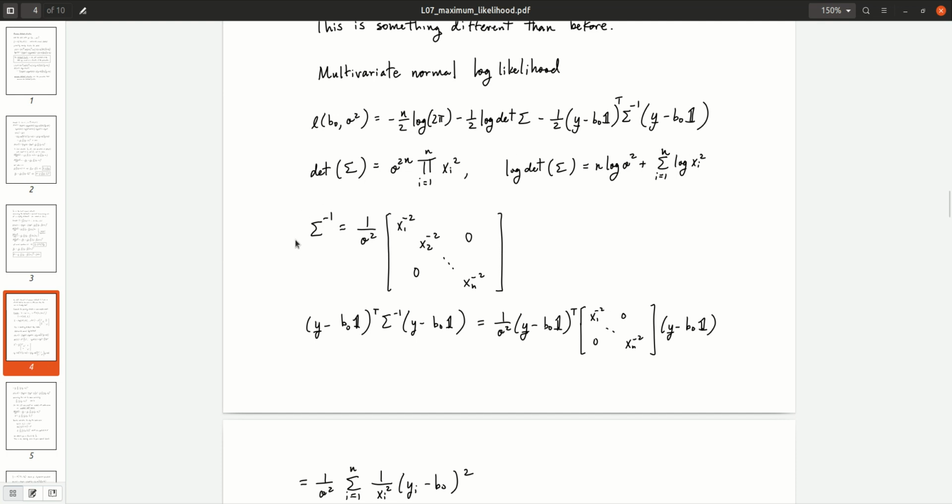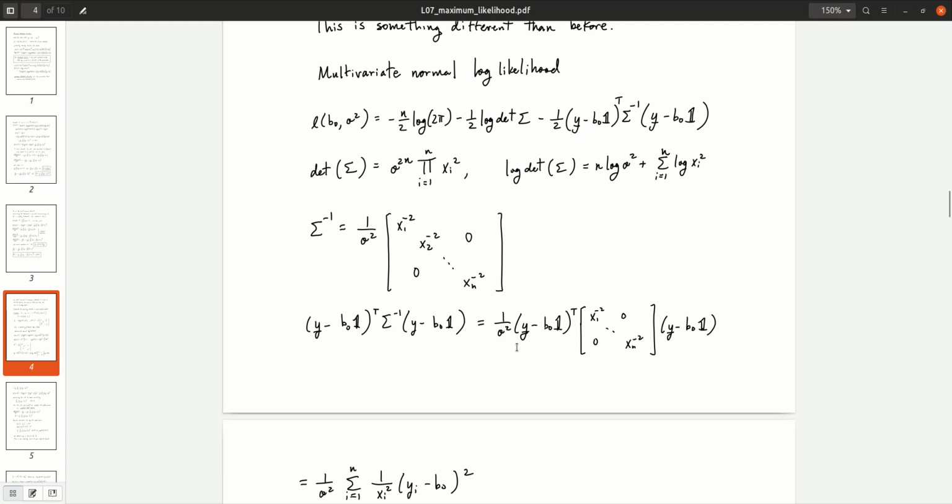The inverse, since it's a diagonal matrix, is easy to calculate. You get 1 over sigma squared times a diagonal matrix with xi to the minus 2. If you want to verify this, just multiply this by sigma and check that you get the identity matrix. This means that the quadratic form term is the following. For sigma inverse, we pull out this 1 over sigma squared, so that's here.